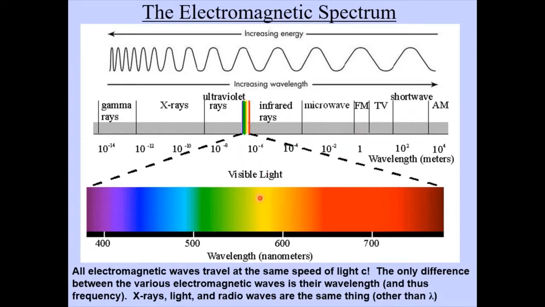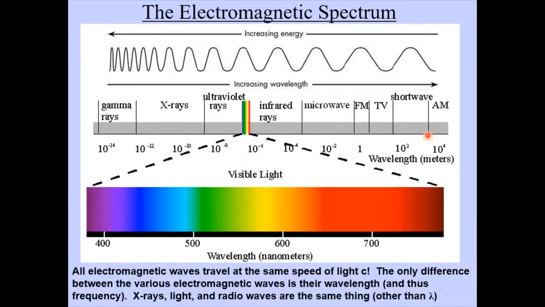Notice for visible light, the typical wavelengths are a few hundred nanometers. Remember, a nanometer is a billionth of a meter. So these are very short wavelengths. But notice when we get down to the radio part of the spectrum, the wavelengths can be hundreds or even thousands of meters long.